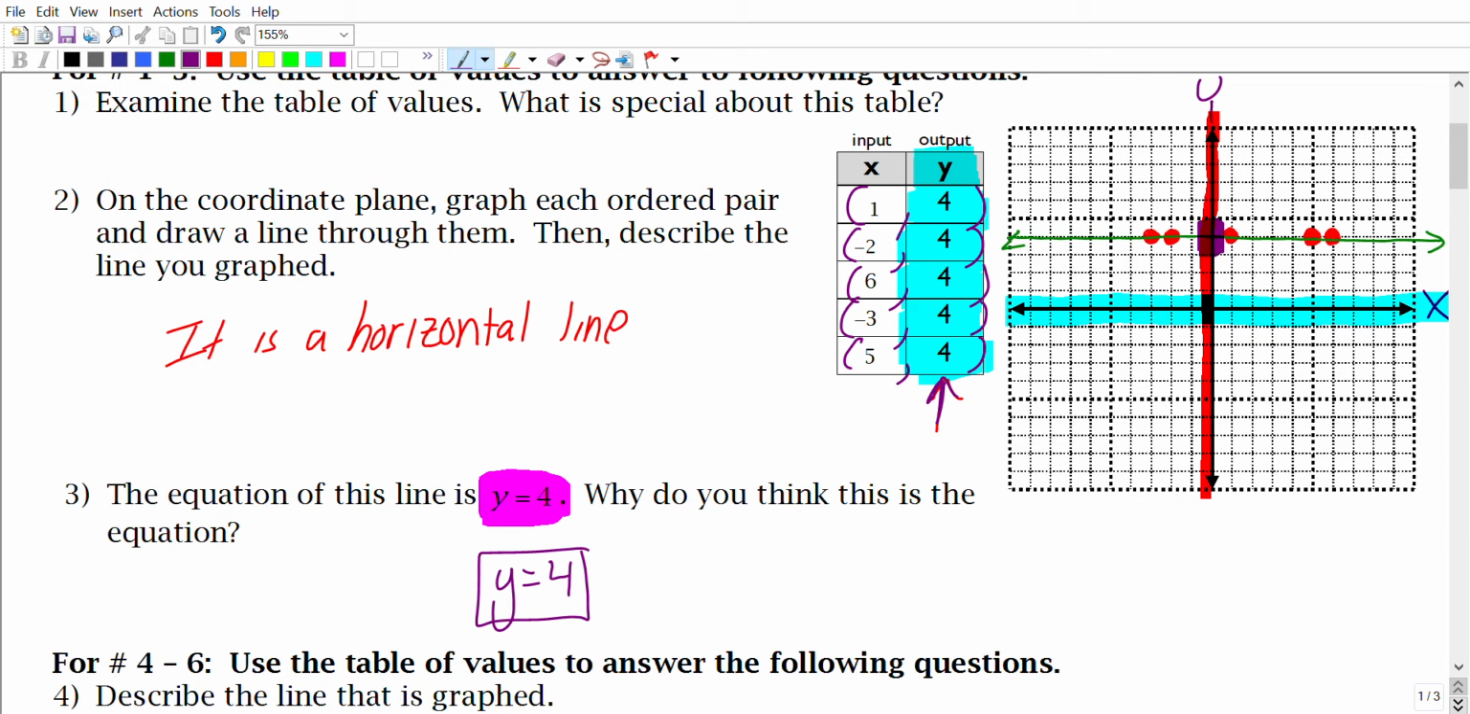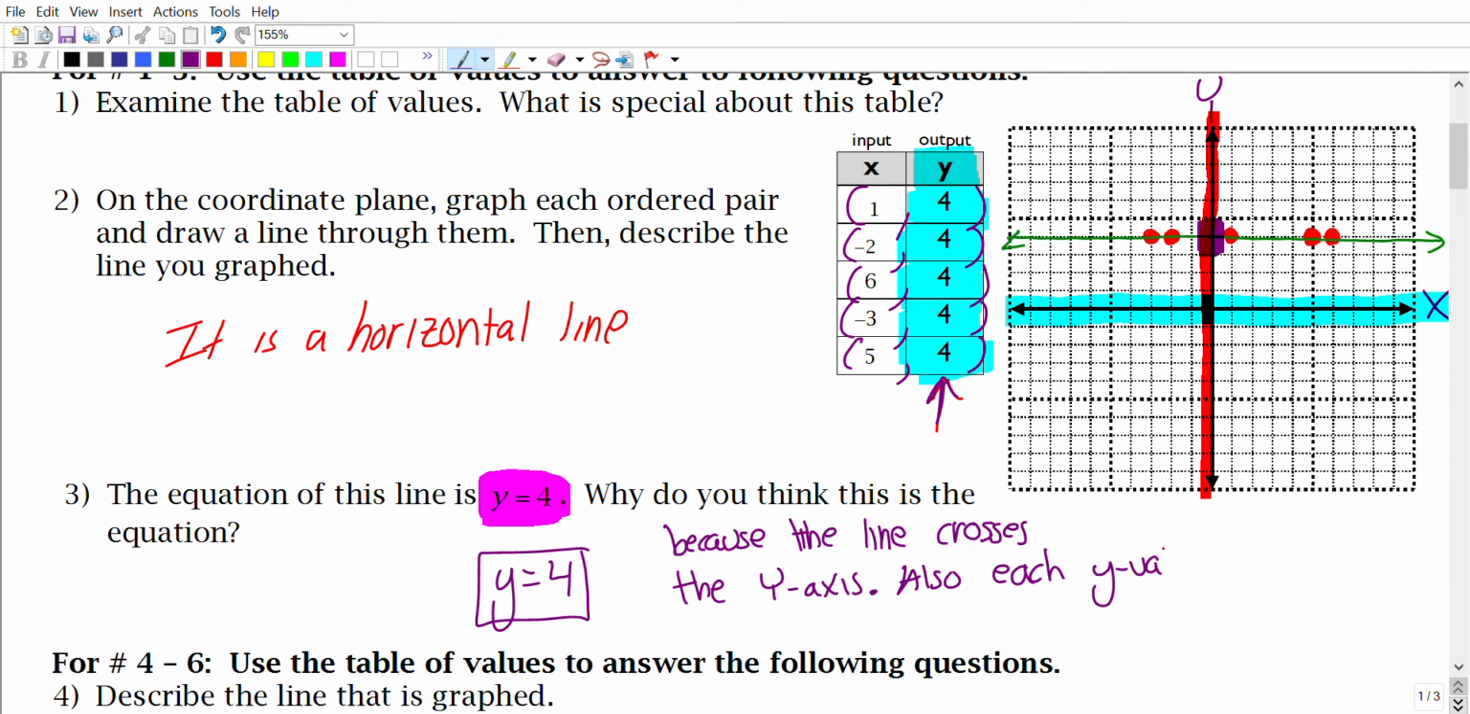So to answer that question, why do you think this is the equation? You would say because the line crosses the y axis. Also, each y value is always 4. So it crosses the y-axis, and the y value is always 4. So keep that in mind for the upcoming problems that you will see in the next few.